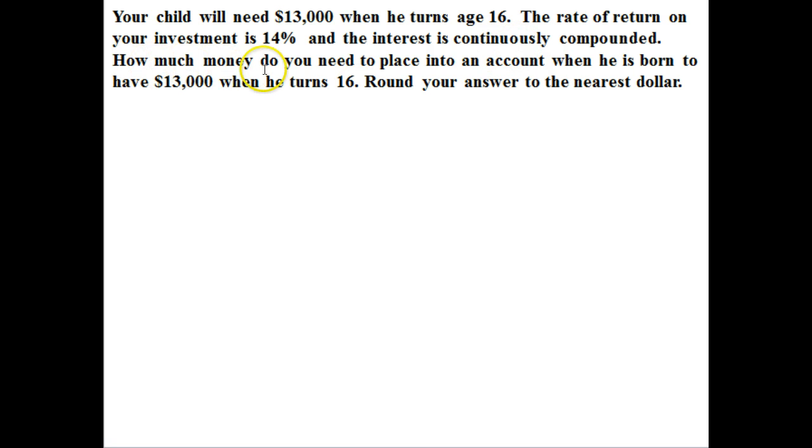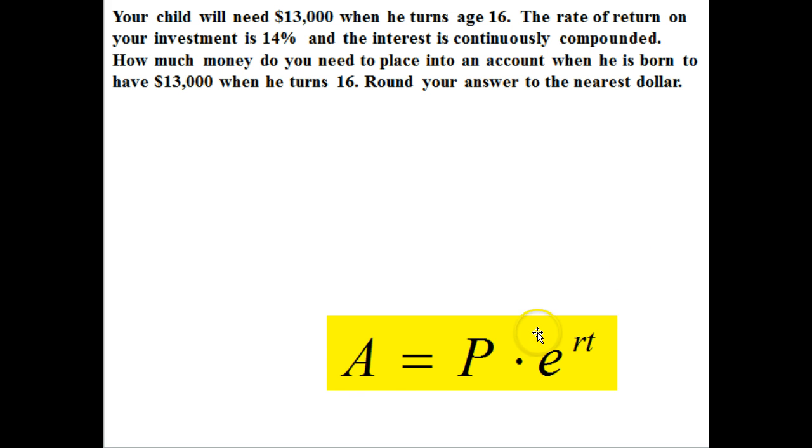The question says, how much money do you need to place in the account when your son is born in order to have $13,000 whenever he turns 16? Okay, and then we need to round it. Well, compounded continuously is a key component here. That means that we're going to use our compound interest formula, but we're going to use the continuous compounding interest. And that equation is down here.